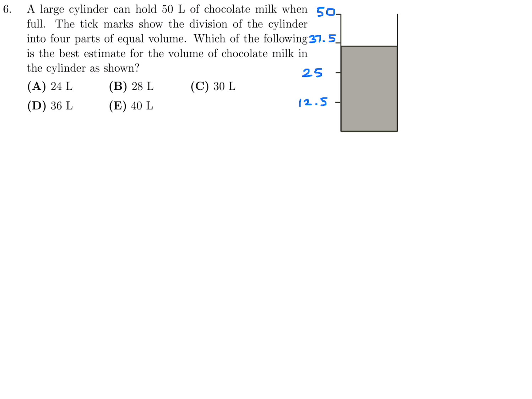Now they're saying if you filled it to here, how much chocolate milk do you have? Well, it's right below 37.5, so approximately 37 or 36. And of those answer choices, the one that makes the most sense, of course, is 36. So number 6, the answer is D.